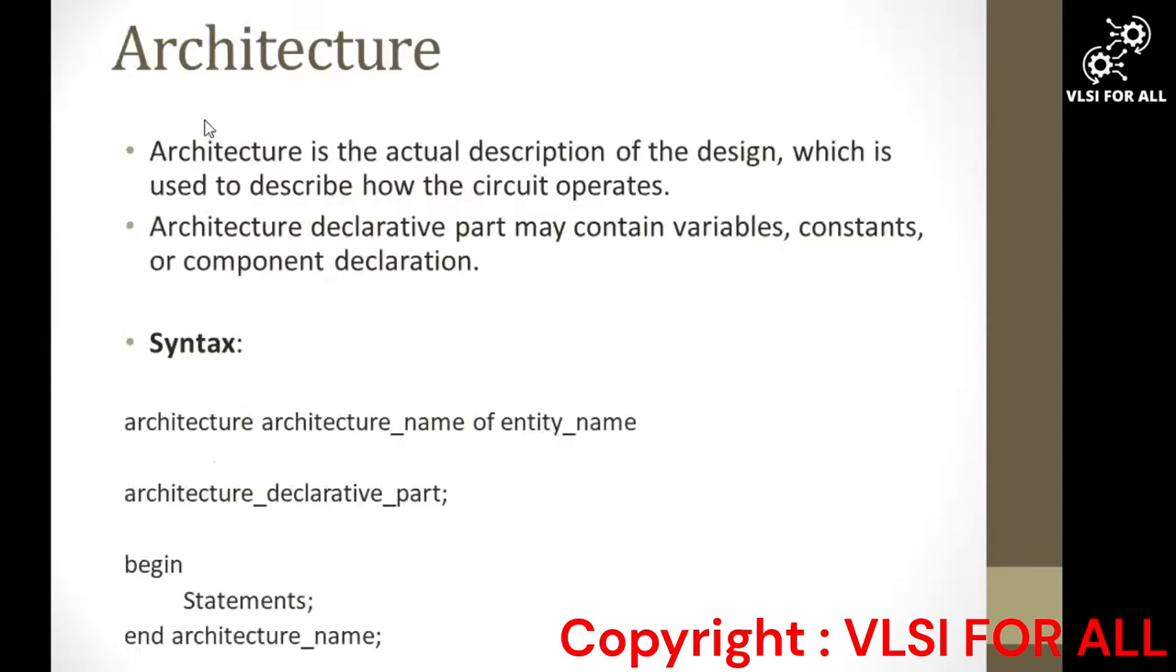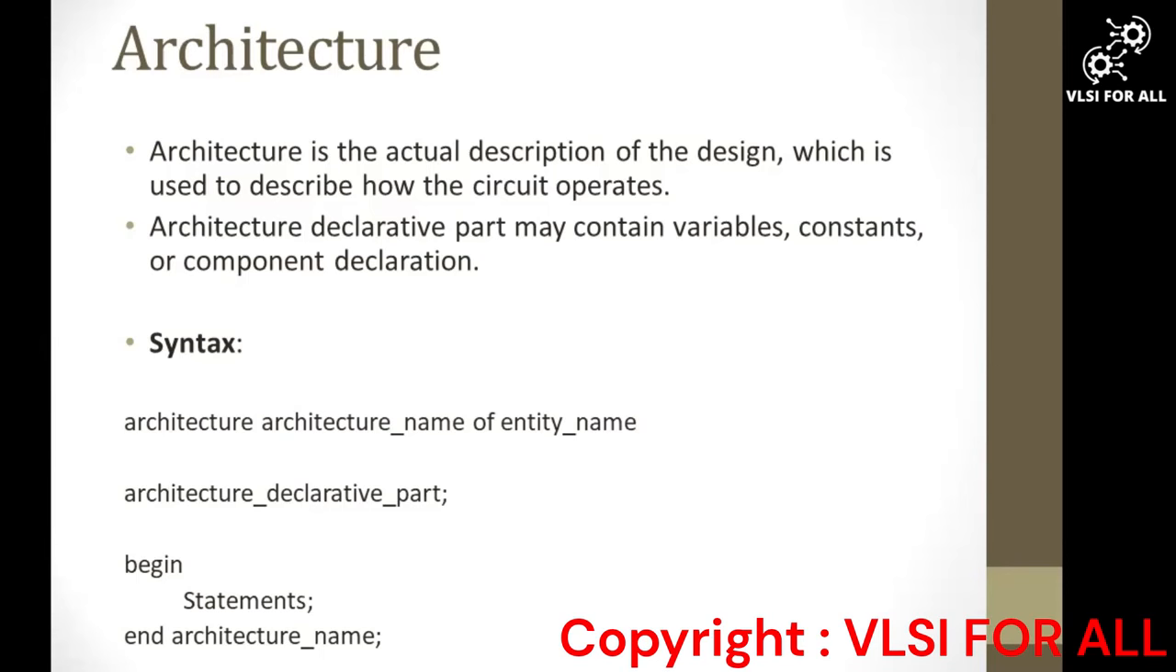So the next thing is architecture. What is architecture? Architecture is the actual description of the design. It tells what functionality the design will perform, and is used to describe how the circuit will operate. The architecture declarative part may contain variables, which we'll see. So this is the syntax of architecture.